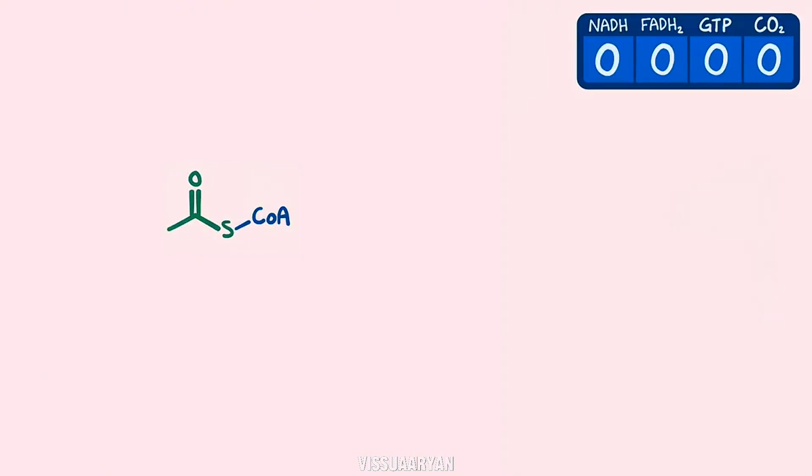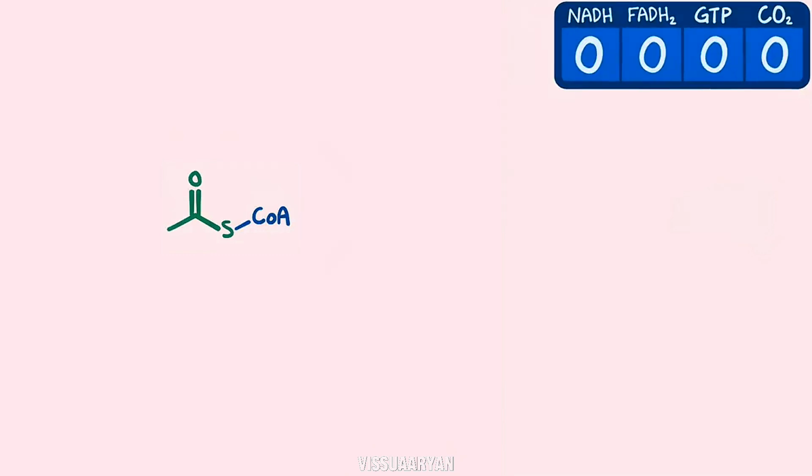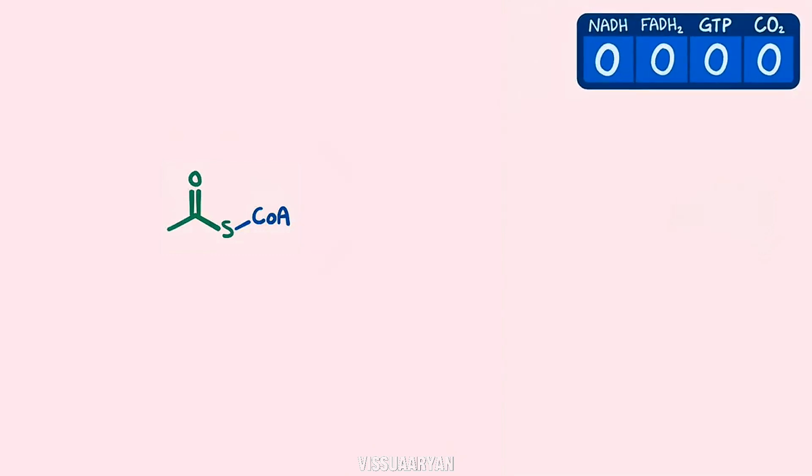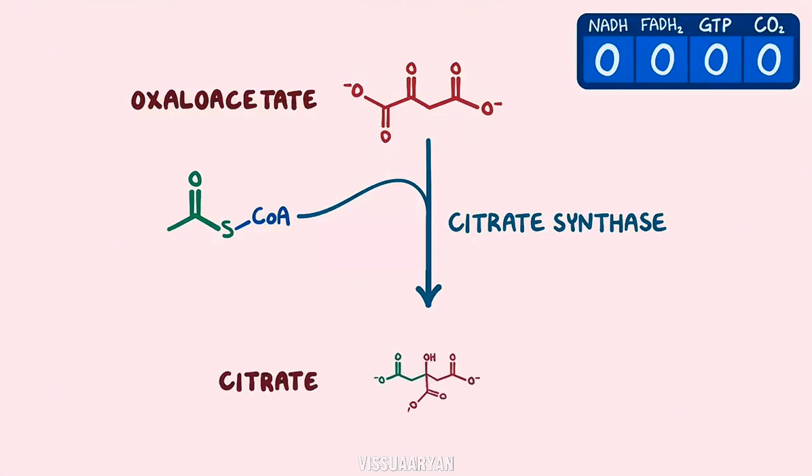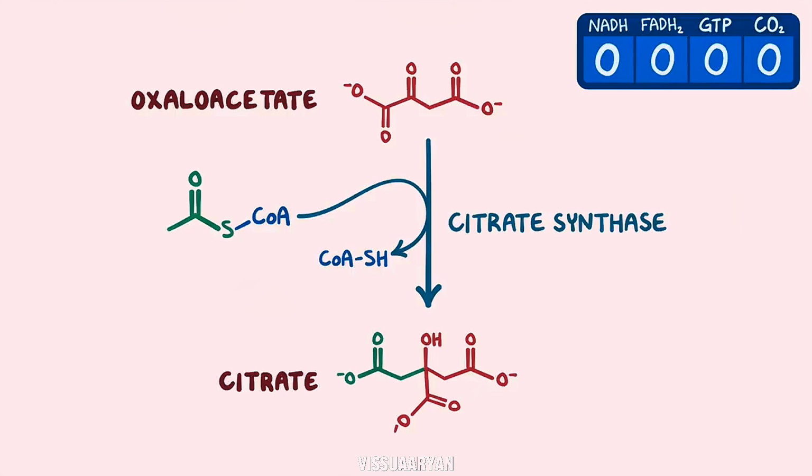As we go through the citric acid cycle, we'll keep track of our total GTP, NADH, FADH2, and CO2 count with these counters. And just remember that this cycle has a ton of dehydrogenases. Alright, so the citric acid cycle starts when acetyl-CoA is joined to a 4-carbon molecule called oxaloacetate by an enzyme called citrate synthase, making a 6-carbon molecule, citrate. This process also releases coenzyme A.